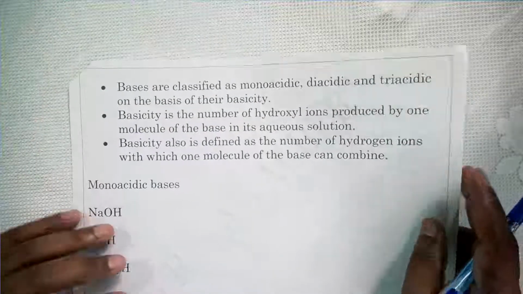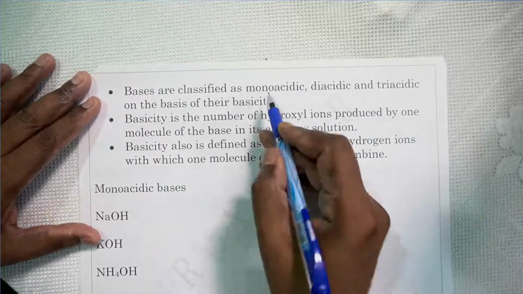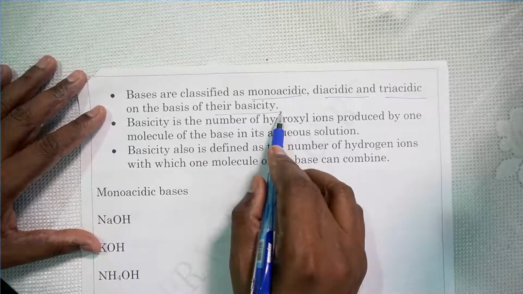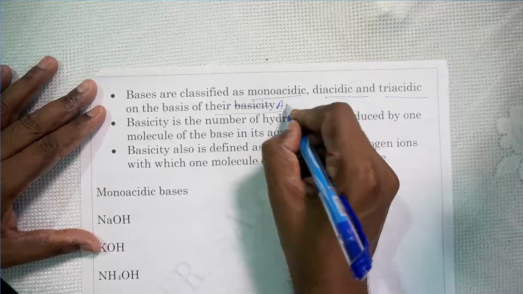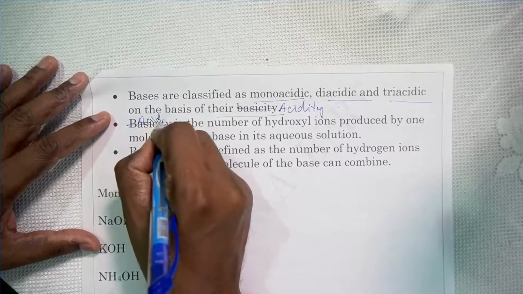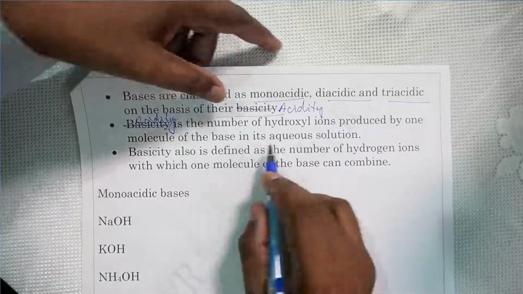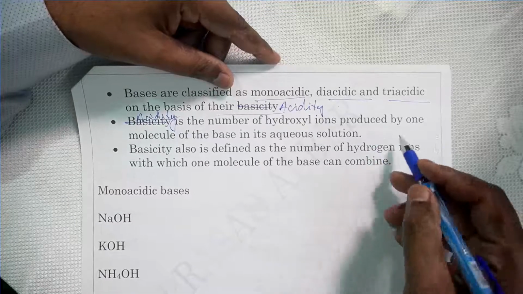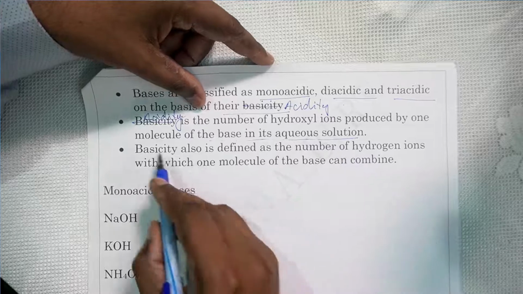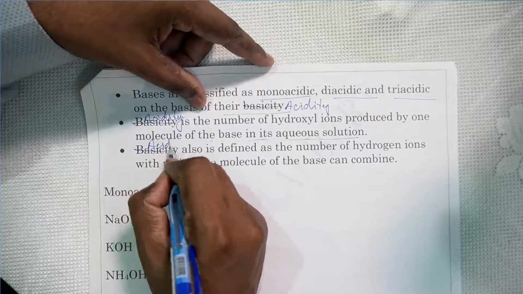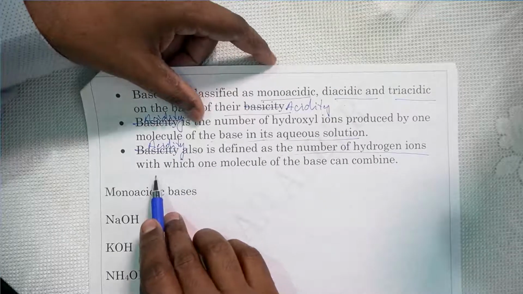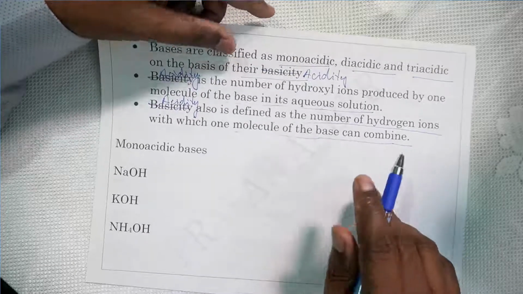Now we also have bases classified as monoacidic, diacidic and triacidic on the basis of their acidity, not basicity, acidity. The acidity is the number of hydroxyl ions produced by one molecule of the base in its aqueous solution. Acidity is also defined as the number of hydrogen ions with which one molecule of the base can combine. This is another way of defining it.